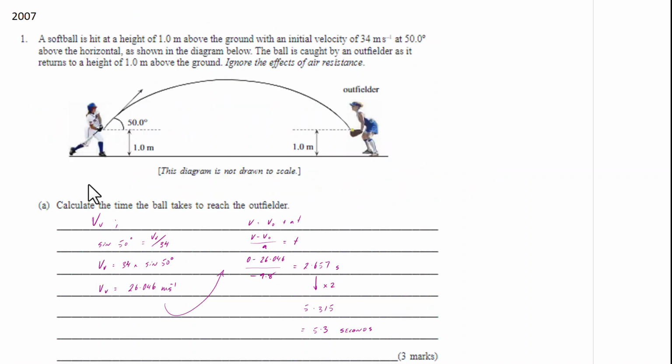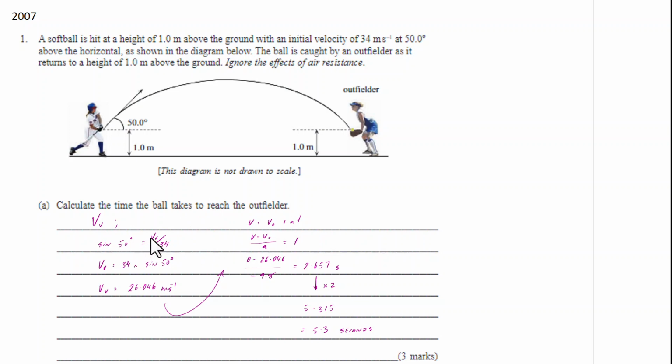So now we've got a softball hit at 50 degrees, 1 meter off the ground. However, it's going to be landing 1 meter off the ground, so you can just pretend that's level projectile motion. 34 meters per second at 50 degrees. At some stage you'll need to break up the horizontal and vertical components. Calculate the time the ball takes to reach the outfielder, so time, that's when we are looking at the vertical component.